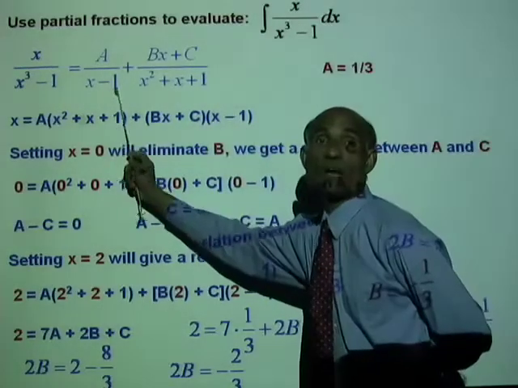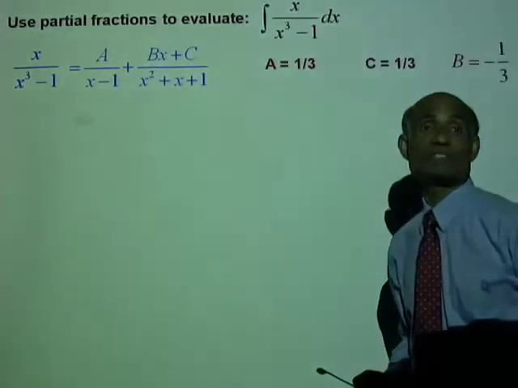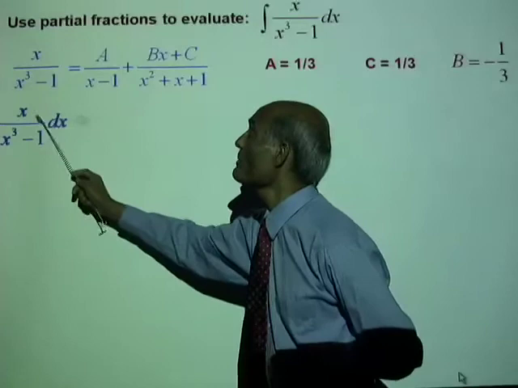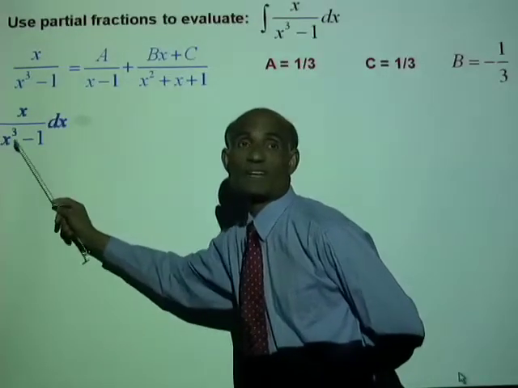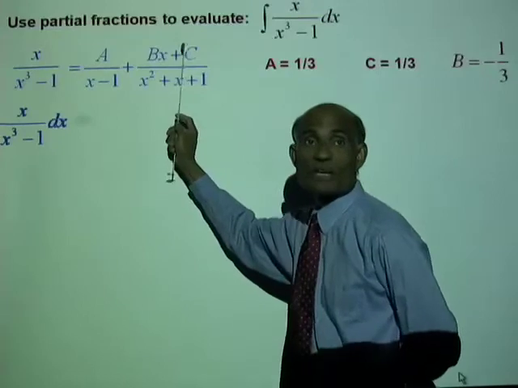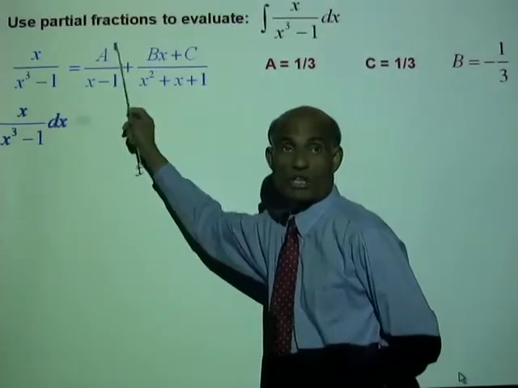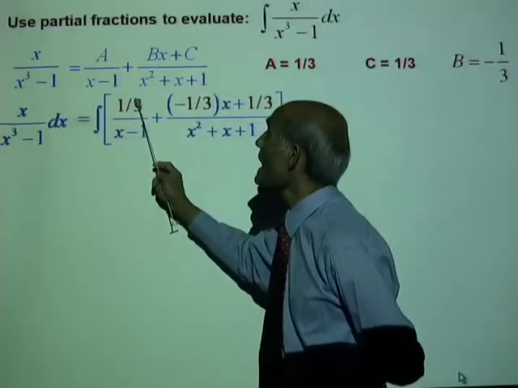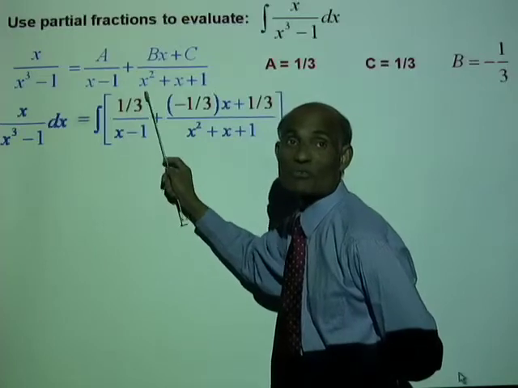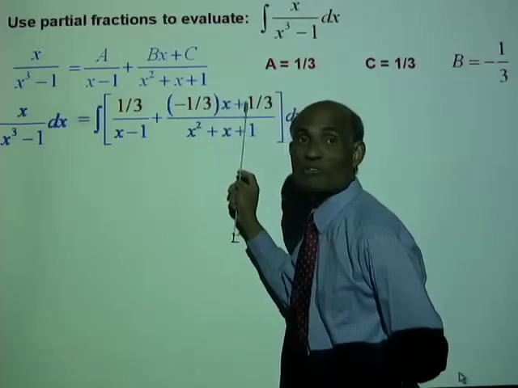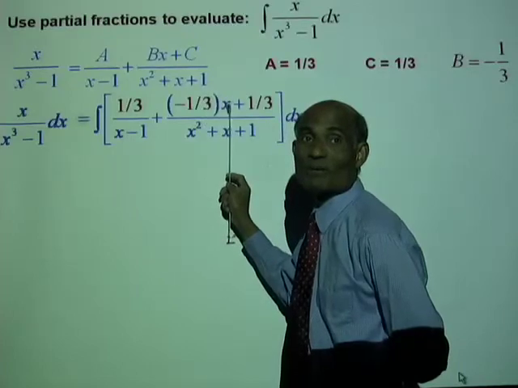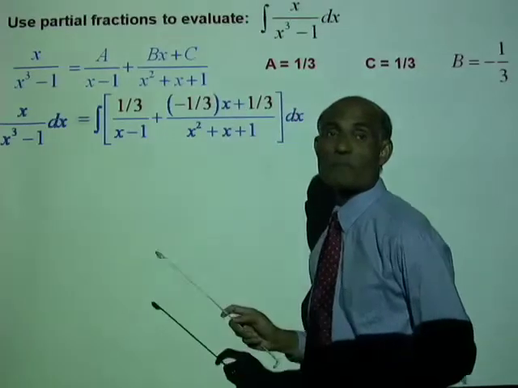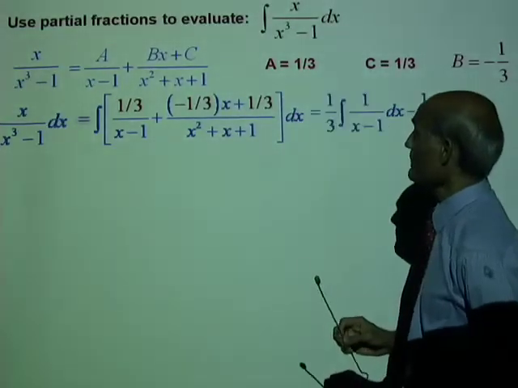We can go and rewrite this expression in order to integrate it. So that will be the integral of x over x cubed minus 1, the left hand side, I know you cannot see it well, equal to the integral of this quantity where we replace a, b and c: the integral of a over x minus 1, a is 1/3, plus bx plus c, b is negative 1/3, plus c is 1/3. So we just replaced a, b and c. Now how does that change?